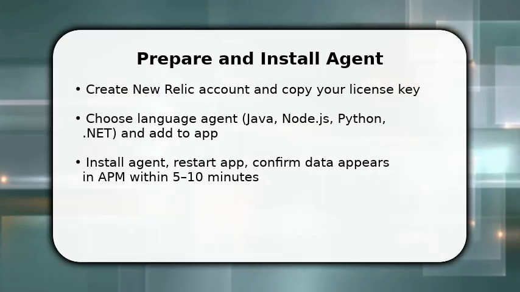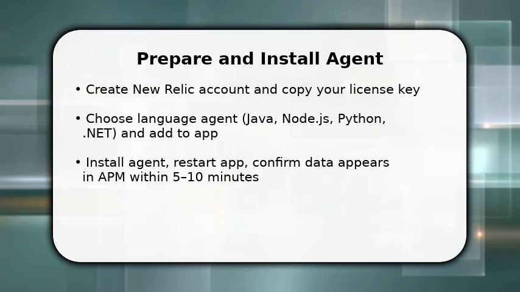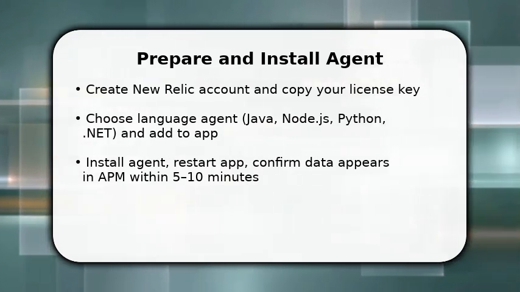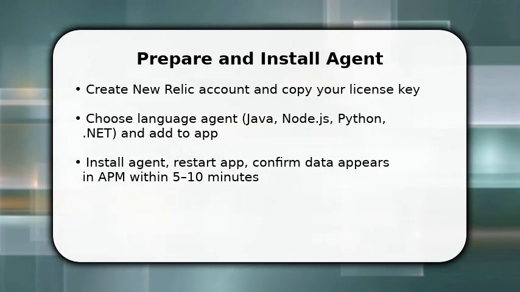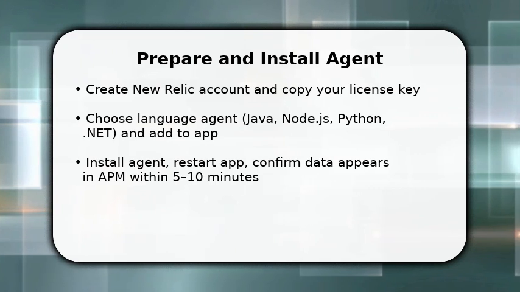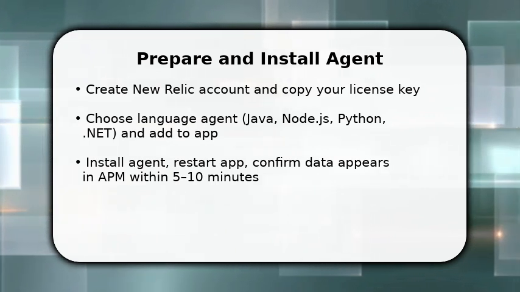You start by creating your new Relic account and grabbing the license key. Keep it handy. Next, pick the language agent that matches your app, Java, Node.js, Python, or .NET, and follow the brief install steps in the agent docs so it attaches at startup.